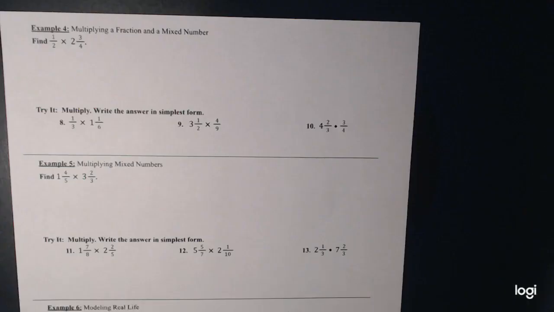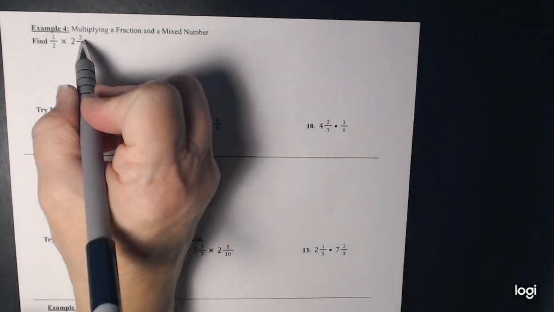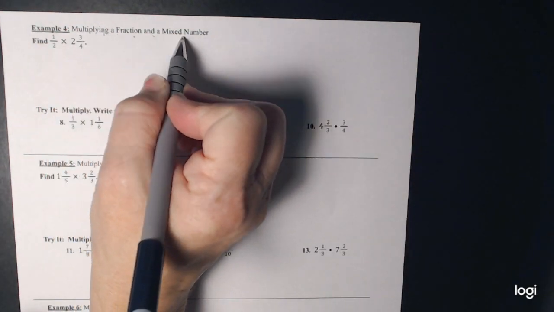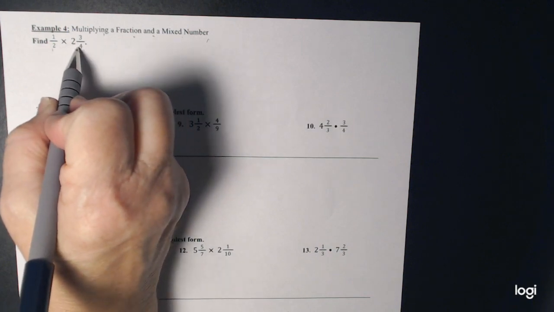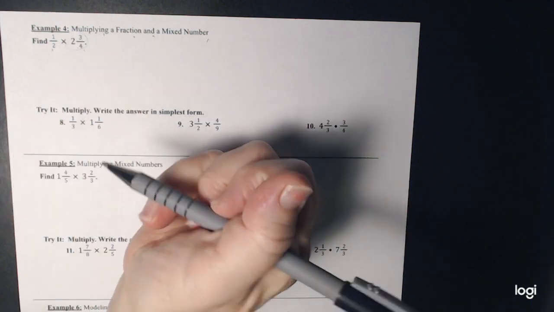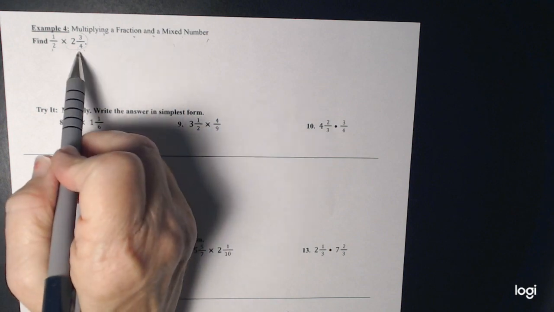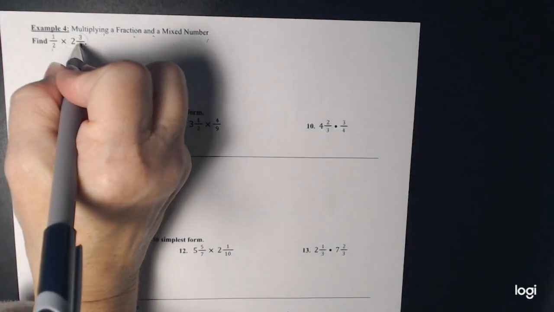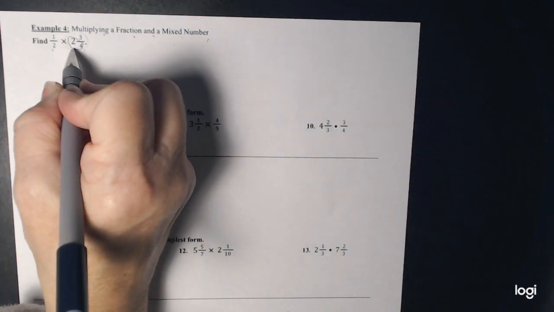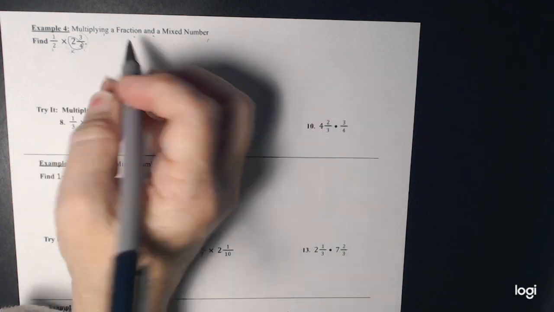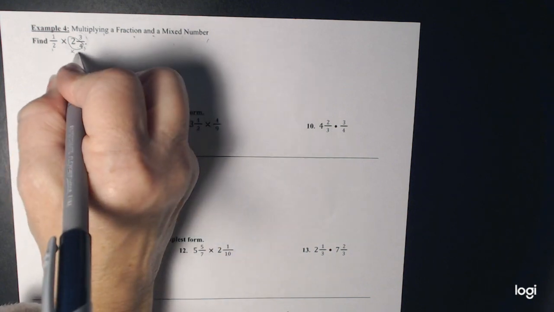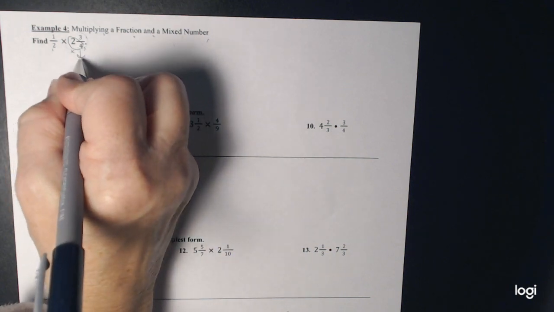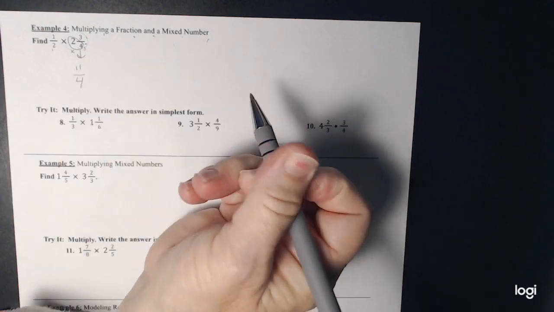All right, let's move on to the back side. This time we're going to multiply a fraction and a mixed number. Well, in order to multiply these two, we're going to have to change our mixed number right here to an improper fraction. So that means we're going to circle this. This means 2 times 4. 2 times 4 is 8. 8 plus 3 is 11. And so that means we're going to change this to 11 over 4.